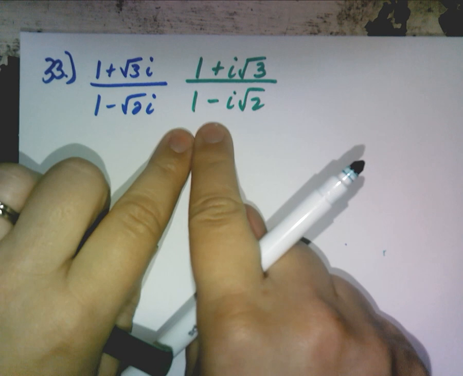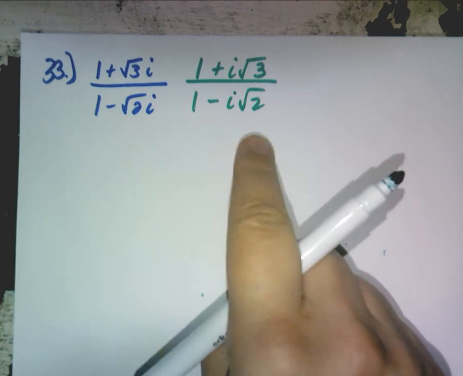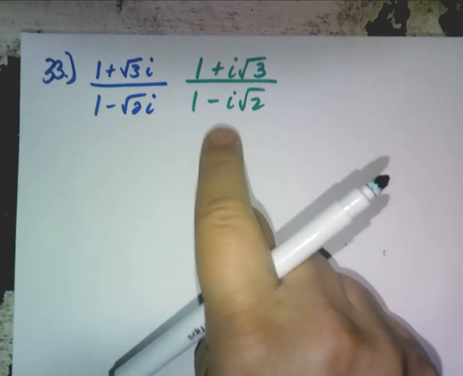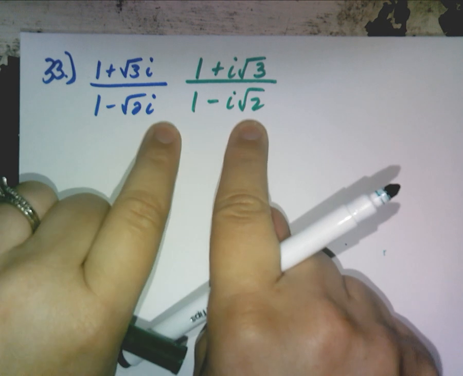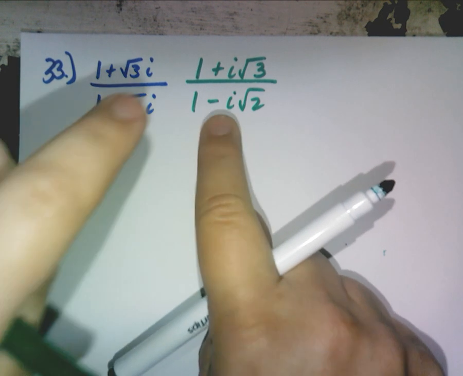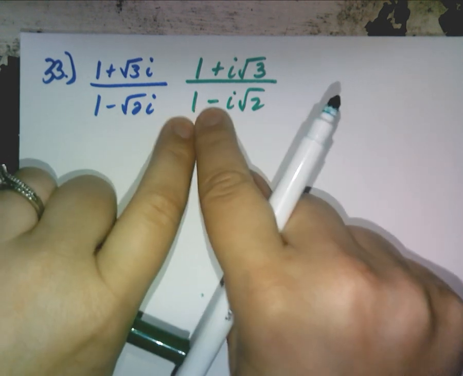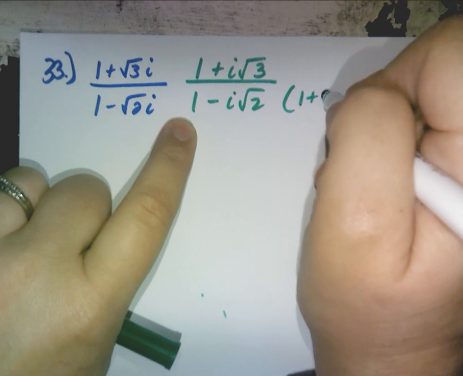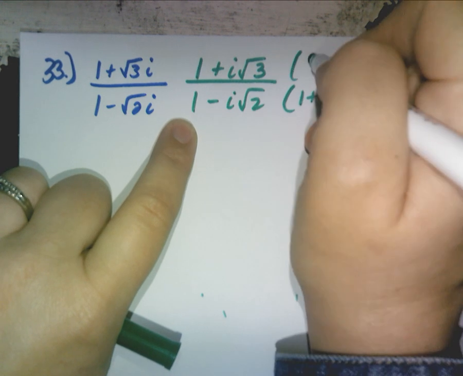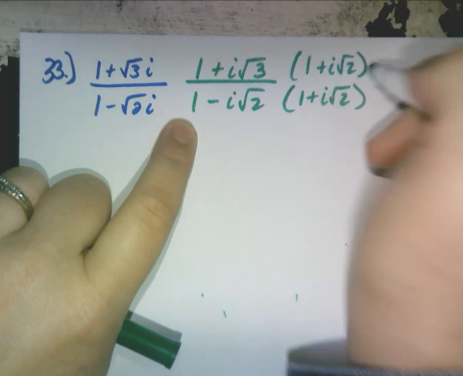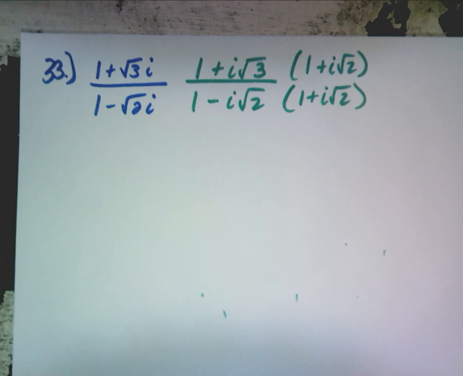Okay, so if you remember, we talked about this, we have to rationalize the denominator, which means we multiply by the conjugate of this. All a conjugate is, is a change of a sign. What's the change of this sign? 1 plus i root 2. And then whatever you do to the bottom, you do to the top. That's a basic fraction rule that you should have learned way back in 7th or 6th grade, okay?